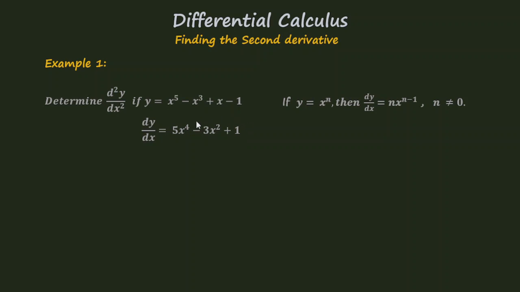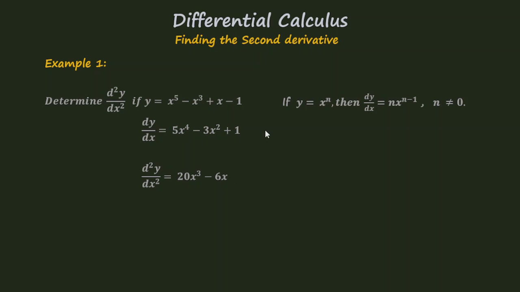Now, to find the second derivative, I'm going to apply the general rule for differentiation on the derivative. So that gives me 20x to the power 3 minus 6x, which is the second derivative of this function.